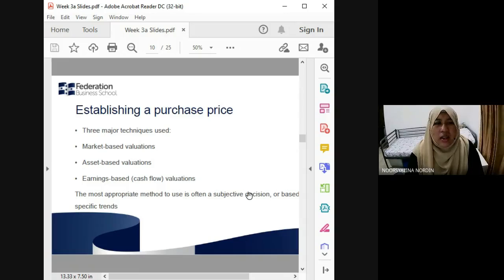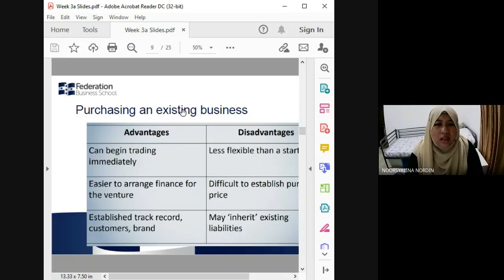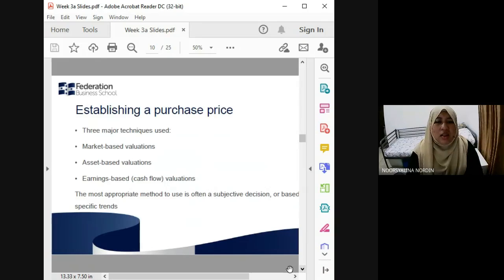Okay, alright. The previous slide we stopped at is about purchasing an existing business, and right now I will continue with how to establish a purchase price. We have three major techniques. The first one is market-based valuation. The second one is asset-based valuation, and the third one is earning-based cash flow valuation.